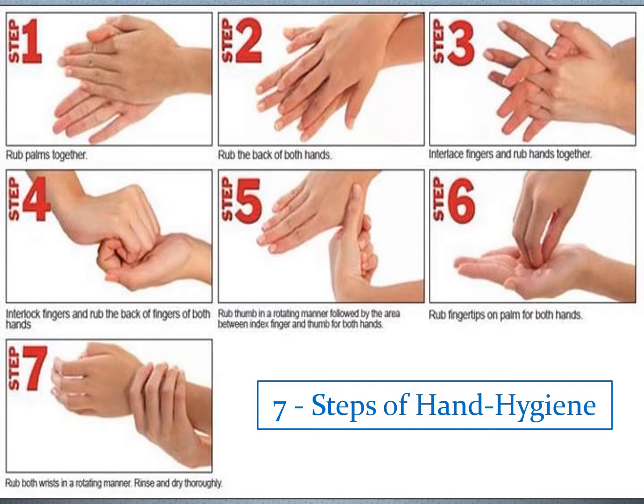Step 5. The thumbs of both hands are rubbed in a rotating manner, one after the other. Step 6. The fingertips of one hand is rubbed on the palm of the other hand and then vice versa. And step 7. Both the wrists are rubbed in a rotating manner, one after the other.